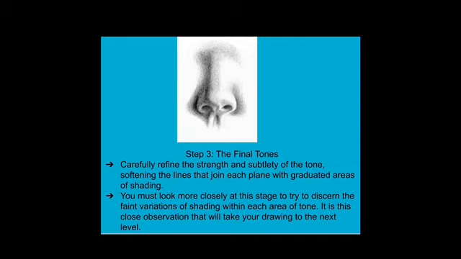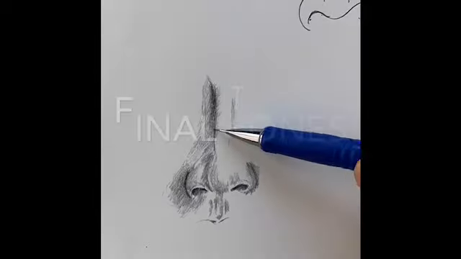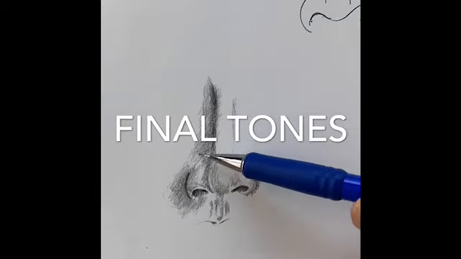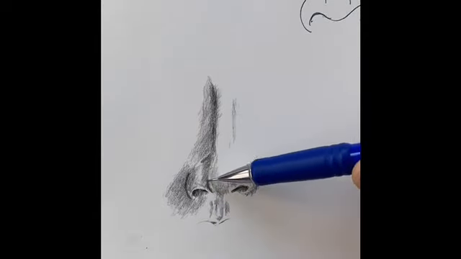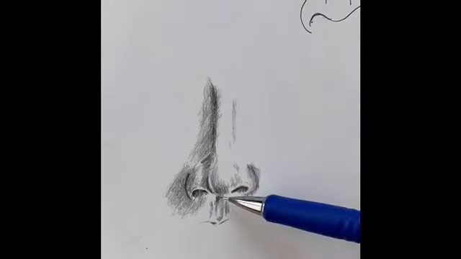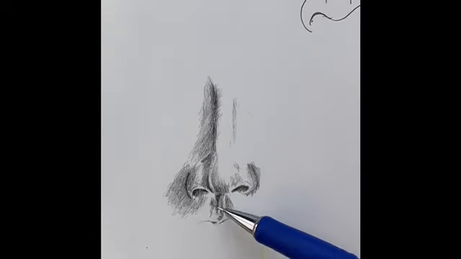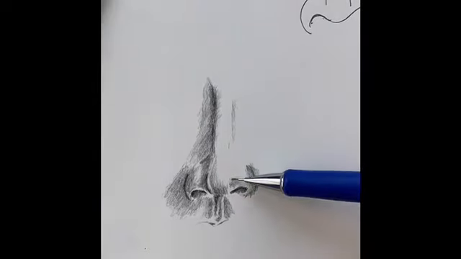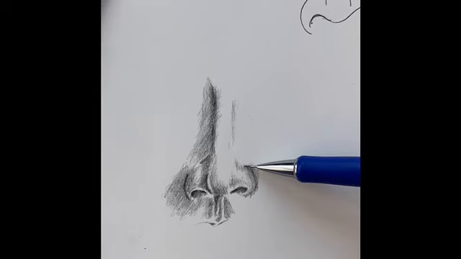Step 3, the final tones. Carefully refine the strength and subtlety of the tone, softening the lines that join each plane with gradated areas of shading. You must look more closely at this stage to try to discern the faint variations of shading within each area of tone. It is the close observation that will take your drawing to the next level.